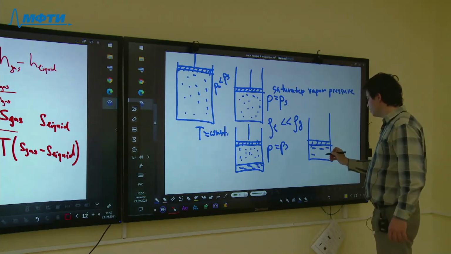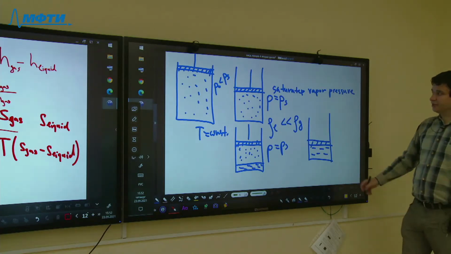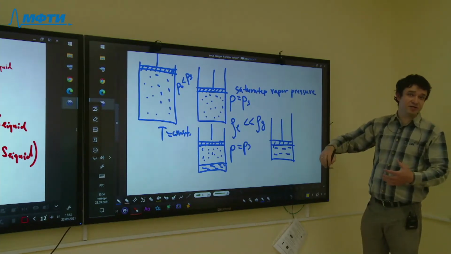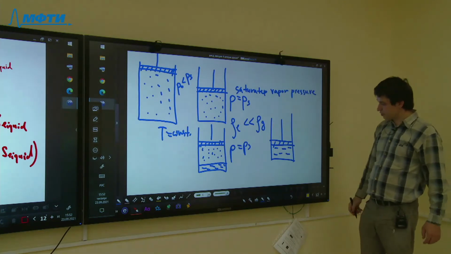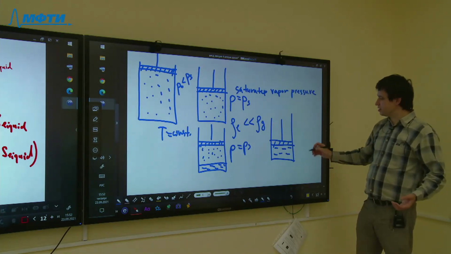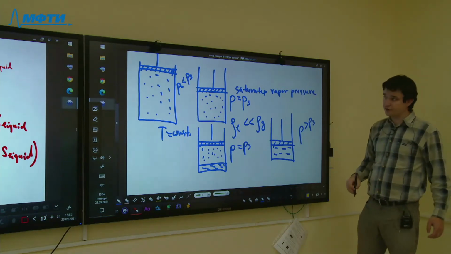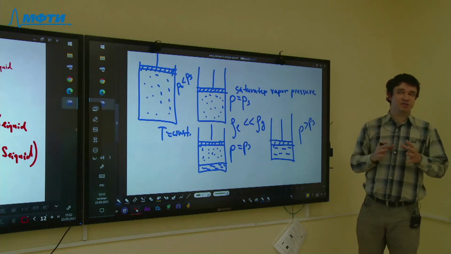So now, in the final state, you have all of the matter in the liquid phase. But as you want to continue to further decrease the volume available for this liquid, the pressure would start increasing beyond the saturated vapor pressure, and the increase would be very sharp because liquid is hard to compress.